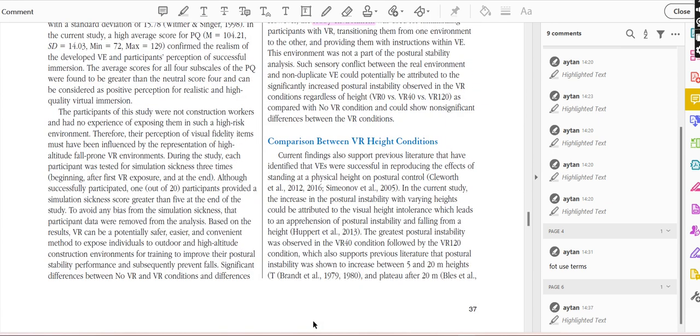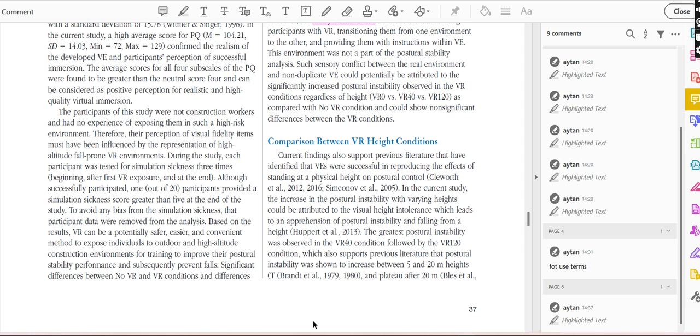Comparison between VR height conditions. Current findings also support previous literature that have identified that VEs were successful in reproducing the effects of standing at a physical height on postural control. Cloworth et al. 2012, 2016, Simonov et al., 2005. In the current study, the increase in the postural instability with varying heights could be attributed to the visual height intolerance, which leads to an apprehension of postural instability and falling from a height. Huppert et al.